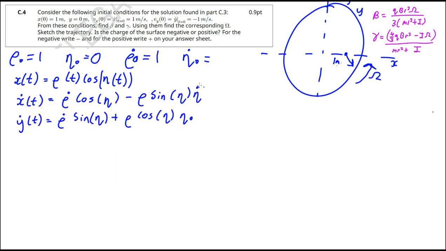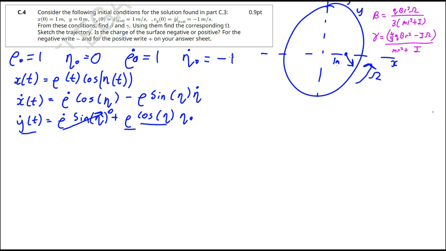Now if we substitute in time is equal to 0 and therefore eta is equal to 0, because of this condition that we have here, then I can see that first of all, I recover the first equation is true because this last part goes away. But more usefully, this sine is going to be 0, that's going to go away. And then I already know that my rho is equal to 1. I know that my y dot is minus 1 meter a second. And cos is just going to be equal to 1. So that means that eta dot is going to have to be minus 1.